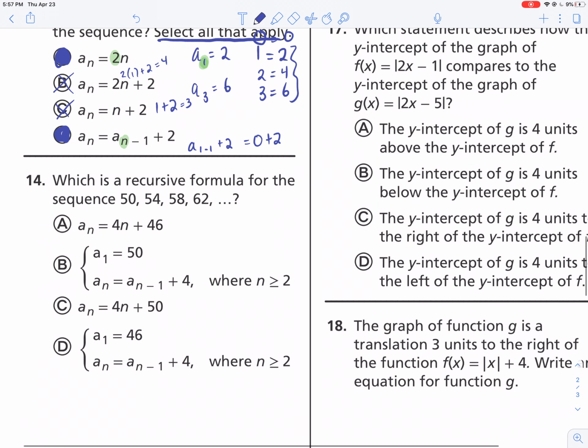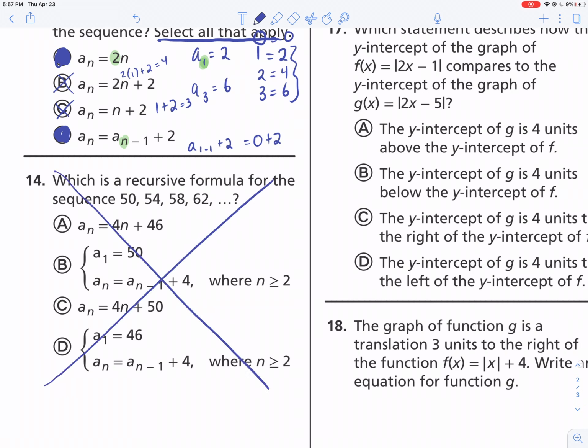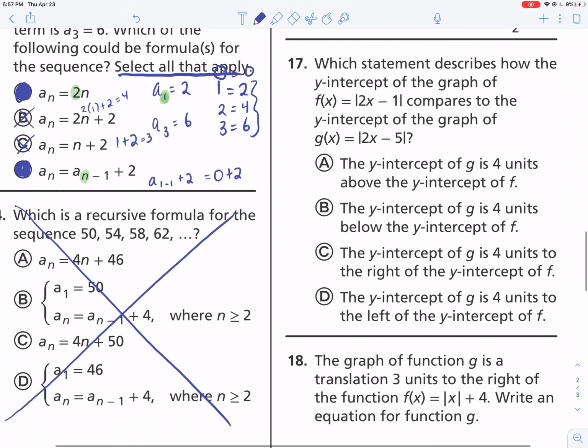Okay, number 14 is a recursive formula. We actually skipped that, so I'm going to go ahead and not have you do number 14. And we're going to jump over to number 15.